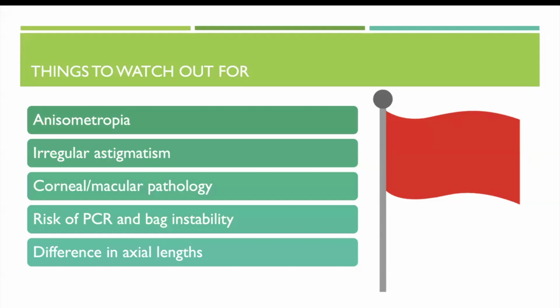Consider whether or not you can see any corneal or retinal pathology or anything that makes you think that a toric lens is only going to make the situation worse. So even if you are seeing an astigmatism, the patient may still benefit more from having a spherical lens placed.